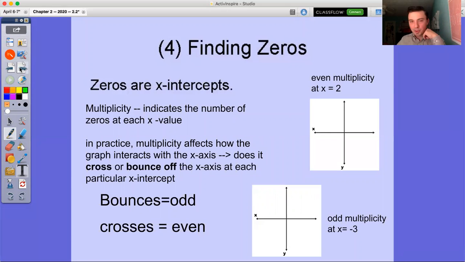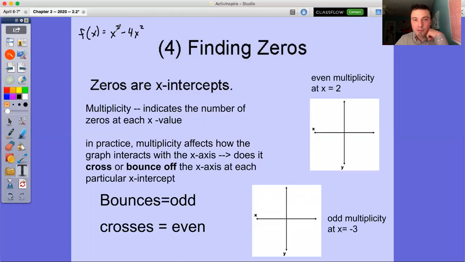Actually, before we do an example, let's talk about what a couple things mean. All right, so we know zeros are x-intercepts. Well, there's something called multiplicity as well. And what multiplicity is, basically, if you have multiple zeros at the same x value. Let's say, for example, you have a polynomial that looks like this. Let's just call it x cubed minus 4x to the second.